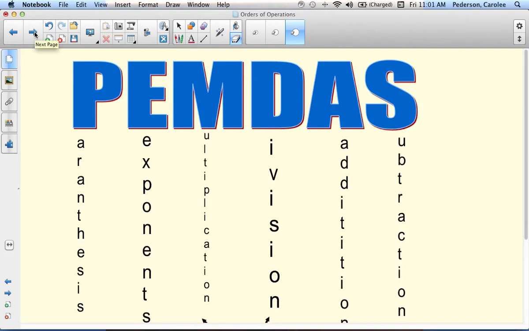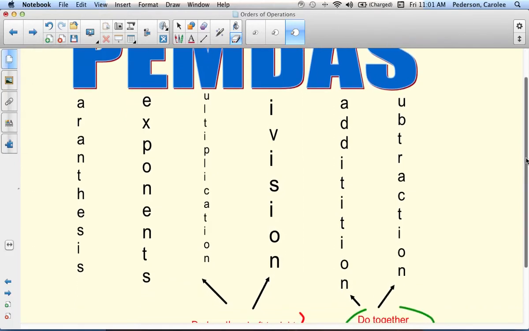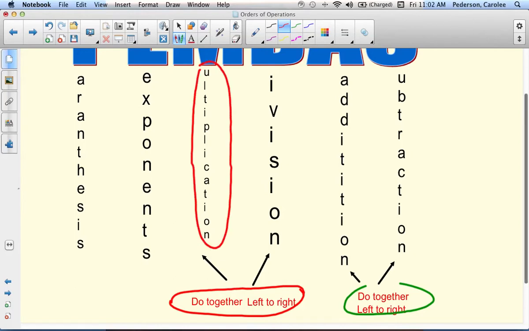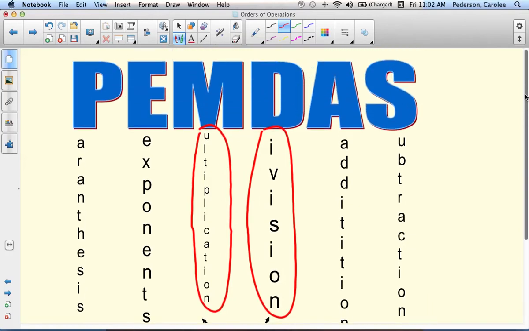We do our parentheses first, that's the P. E stands for exponents. And then the next two letters you do together, depending on whichever one is first in the equation. So you want to do left to right. So it depends on maybe the multiplication is first in the expression or equation, or maybe the division is first. The last two letters are A and S.